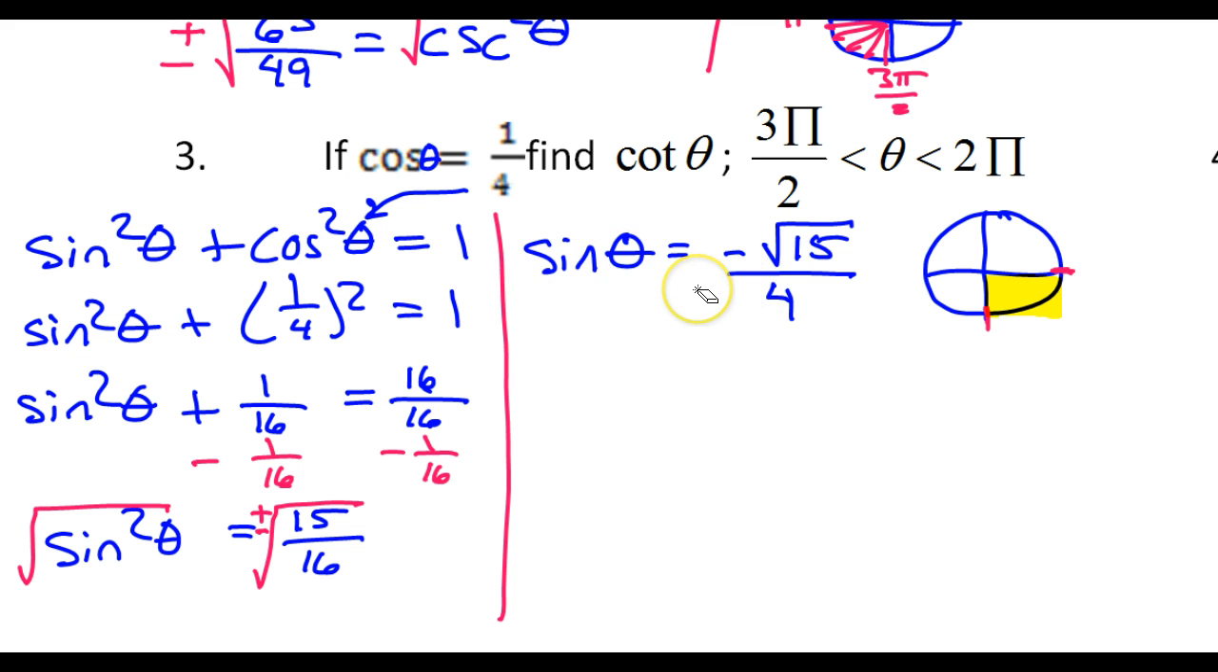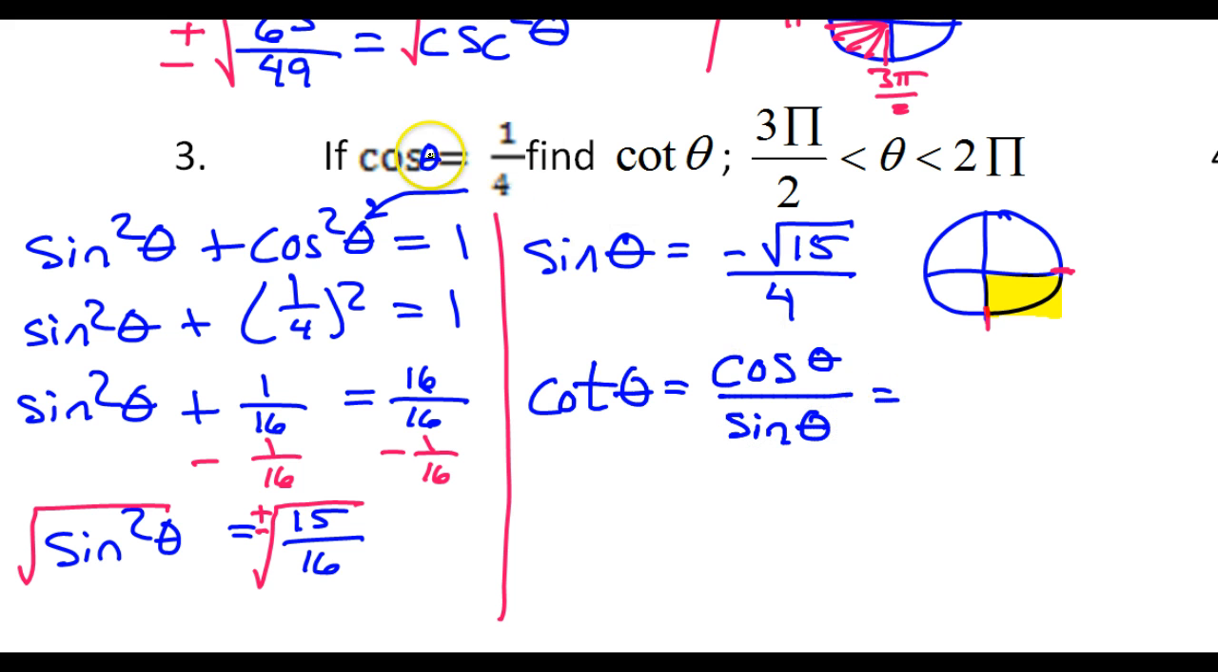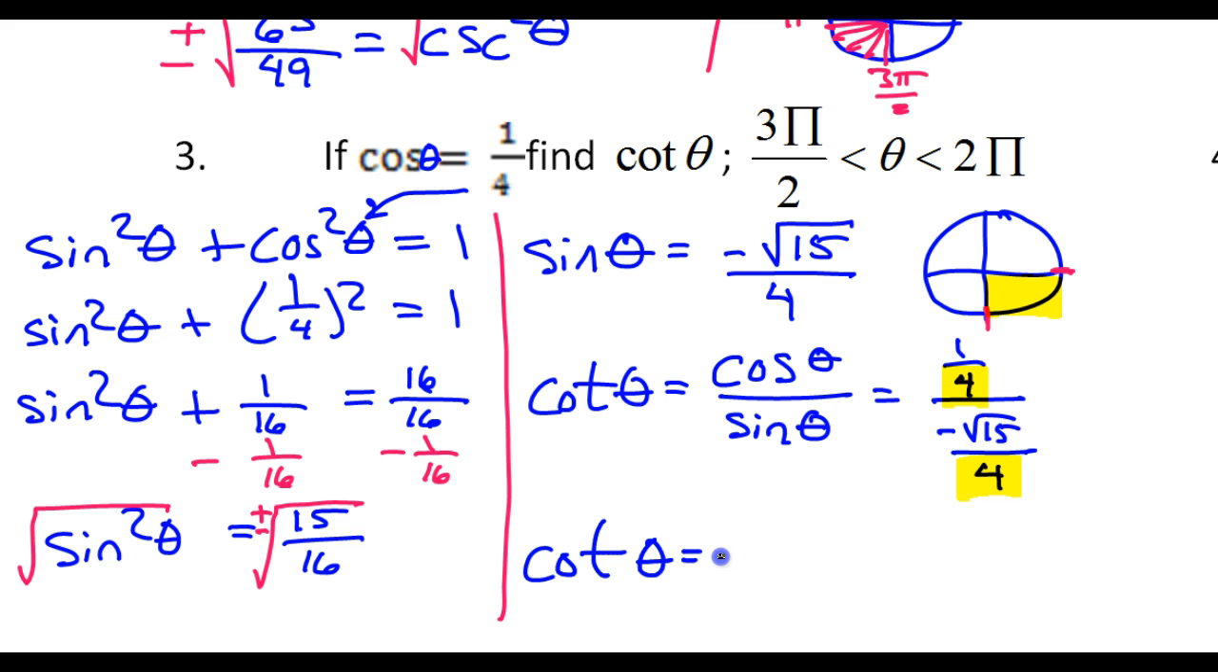So this is sine. Now we're supposed to have cotangent. Alright, but we know that cotangent, in the way that we have memorized that tangent is sine over cosine, that means cotangent is cosine over sine. The cosine they gave us at the beginning is 1/4. Now we know that the sine is negative radical 15 over 4. Now these 4's in the denominator are going to cancel each other out. So that's going to leave the 1 over negative radical 15. So it's going to be negative 1 over radical 15.